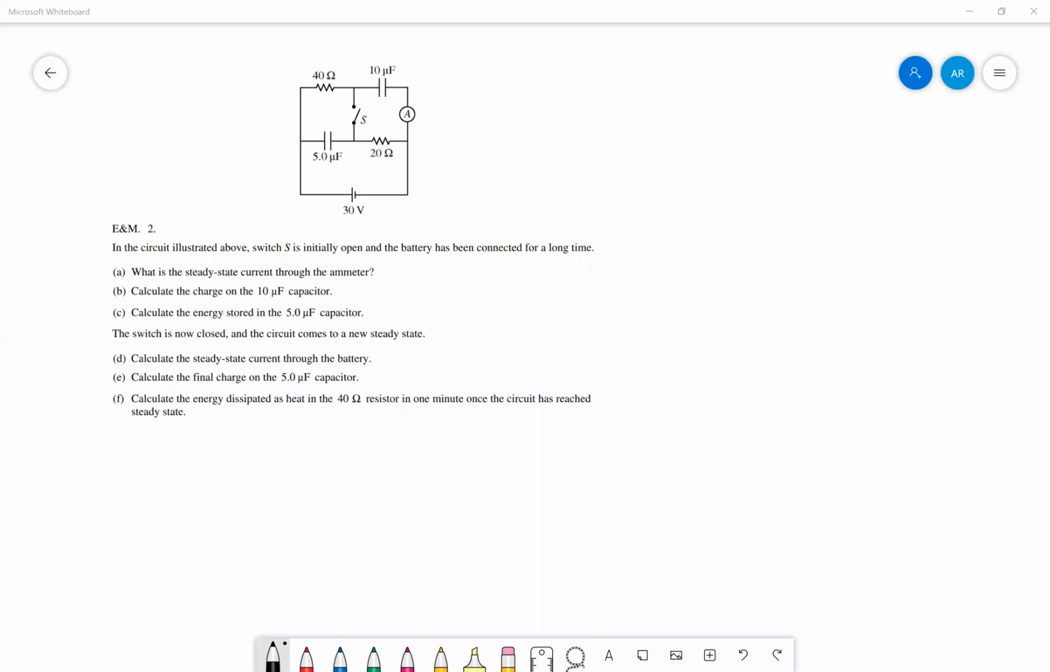Now we're going to be doing a question relating to circuits, which is another big part of the AP Physics C electricity and magnetism exam. The question we're going to be doing is the second question from the 2010 electricity and magnetism exam. Okay, so let's pull that question up. Okay, so this is the question.